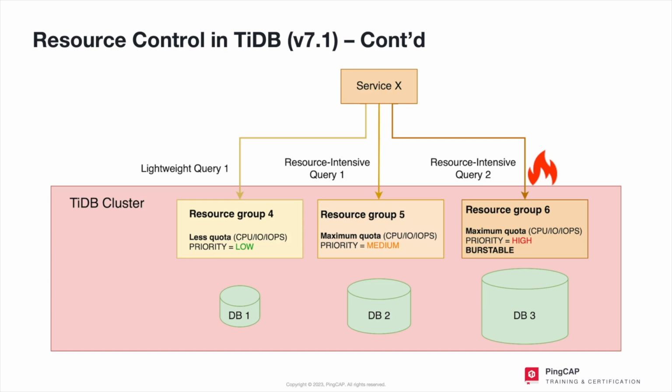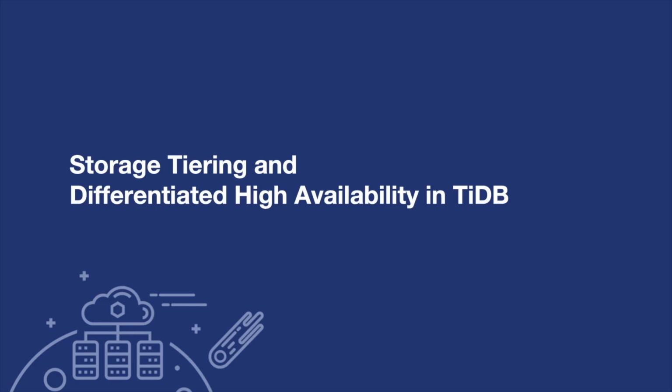The priority is set to medium, and this query runs against DB2. Finally, we have resource intensive query 2, which has fire, which means it's really resource intensive. This query is bound to resource group 6. This resource group is the beefiest. The priority is high and burstable is set, which means that it can continue to exceed that for short periods of time. Next, we will discuss storage tiering and differentiated high availability in TiDB.